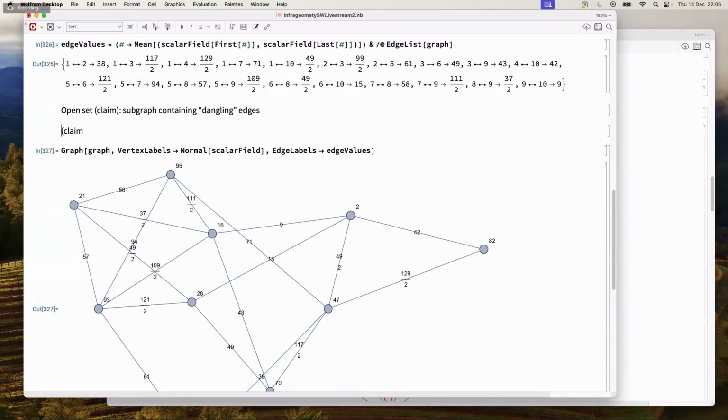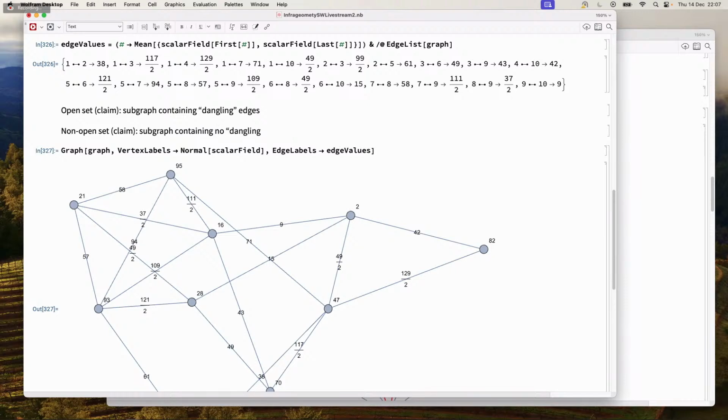I think the open set will be a closed set together with a collection of vertices that are limit points, and then those have dangling edges on them. I think it's probably easiest to say an open set is a subgraph that contains dangling edges. A non-open set is a subgraph that contains no dangling edges.